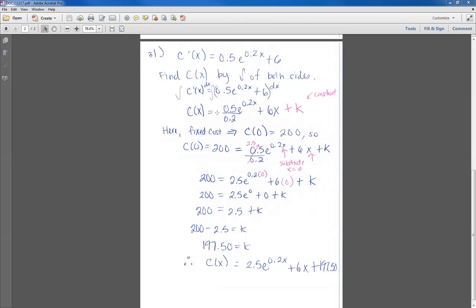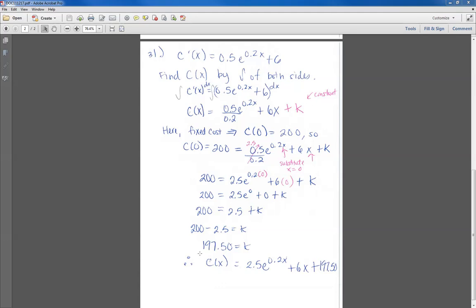And so I've taken the antiderivative, did a little bit of simplifying down here. That 0.5 over 0.2 actually is the same thing as 2.5. And I've got my constant k included here. And so all that has to occur is that now you remember that for x you're going to substitute in the value 0. Your c of 0 is equal to 200, so that means your equation is equal to 200, and everywhere there's an x I substitute in 0, and I solve for k.